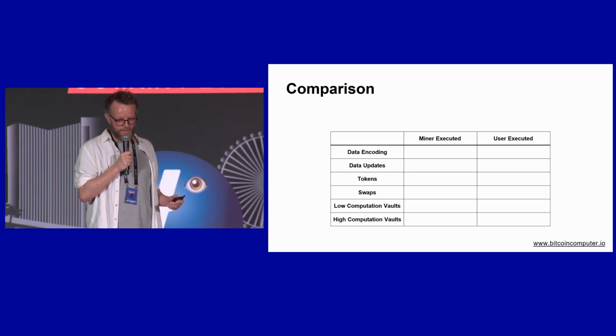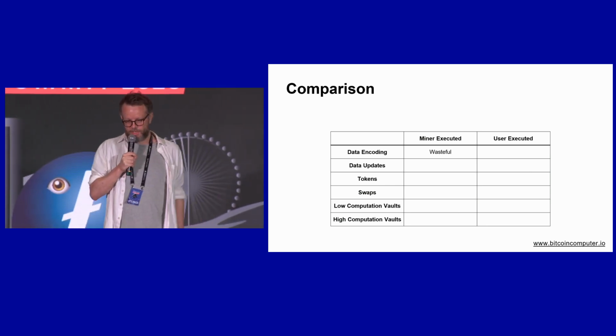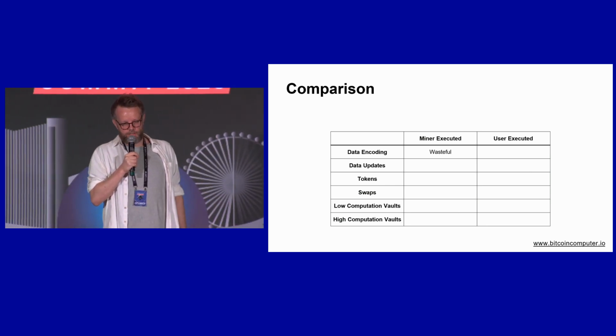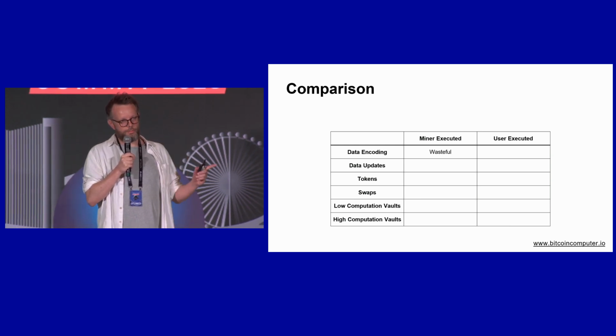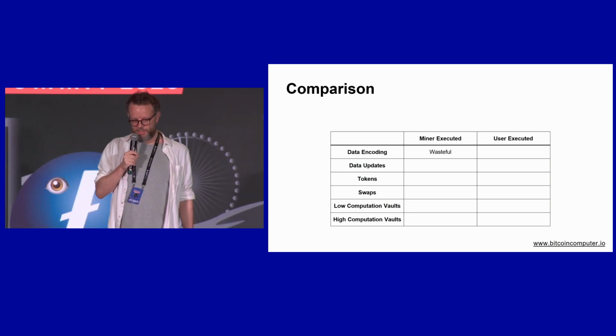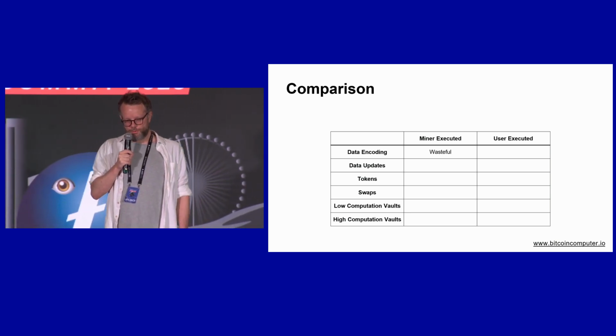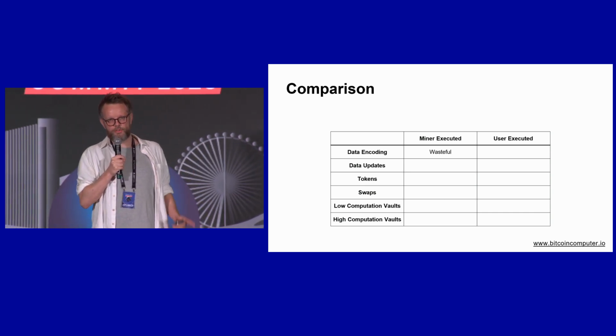Okay, so now we can compare the miner-executed smart contracts with the user-executed smart contracts. Laura has already mentioned that, at least in BitVM, encoding data is very wasteful. To encode one bit of data, you have to use 512 bits of on-chain space, which seems inefficient. In the case of user-executed smart contracts, it's much better. You don't need 512 bits to encode a bit. You don't even need one bit.